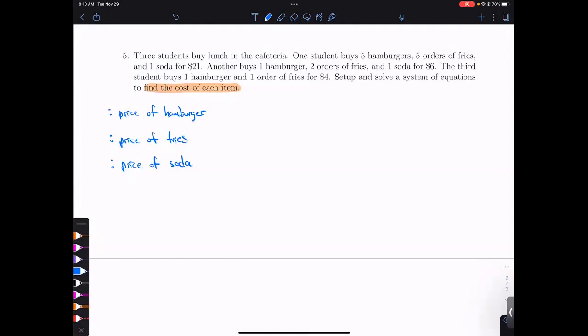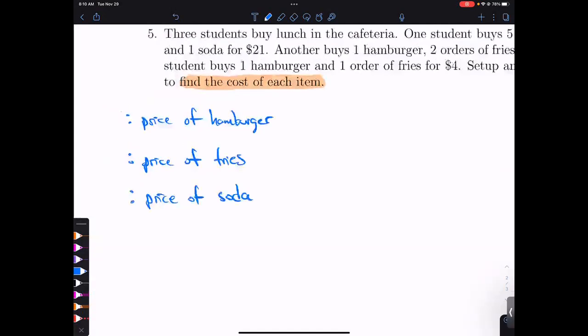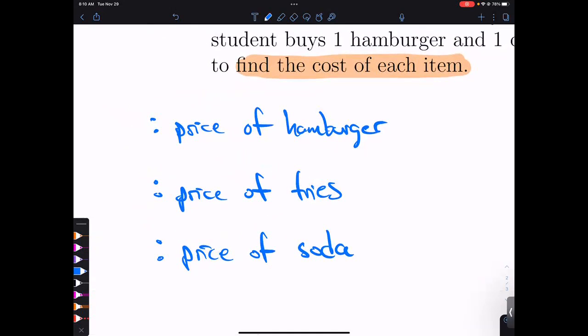All right, so first we need to name some things, right? Going to introduce something that's going to represent each of these things. What do you want to use? Okay, X, Y, and Z works for me. H and F and S or whatever you want. It doesn't matter, right? Pick something that's going to represent each of these things.